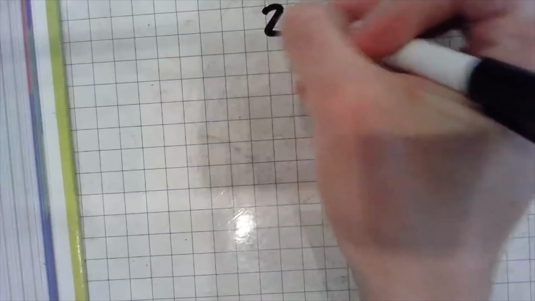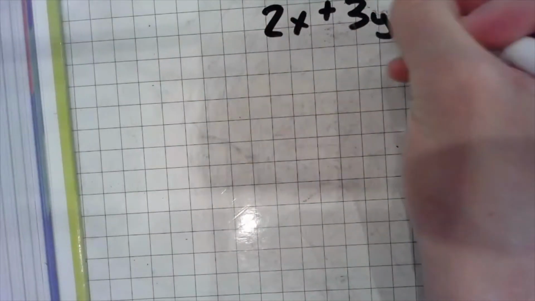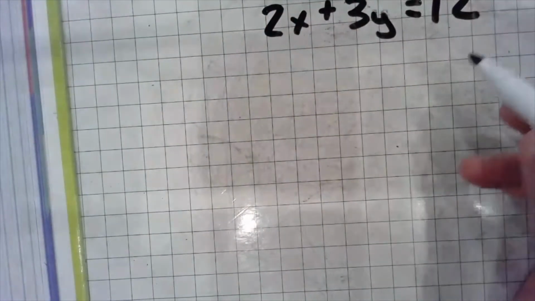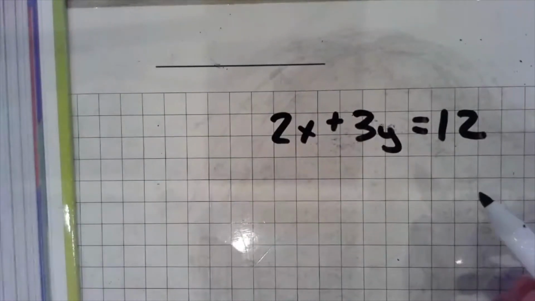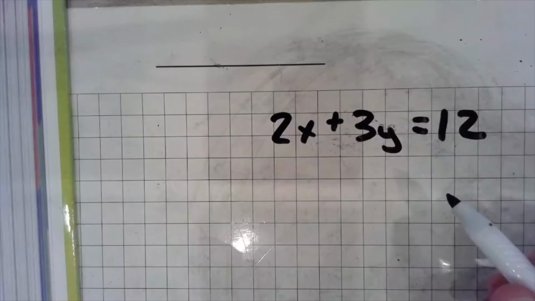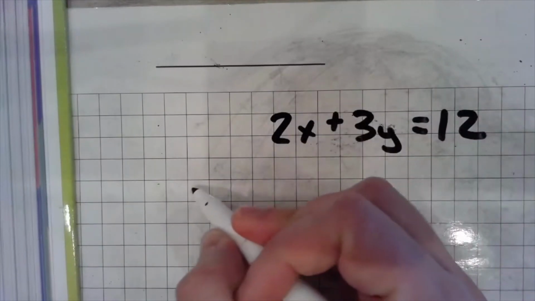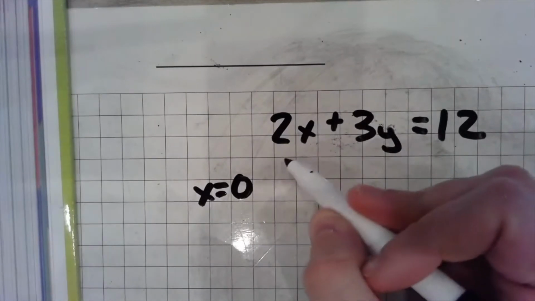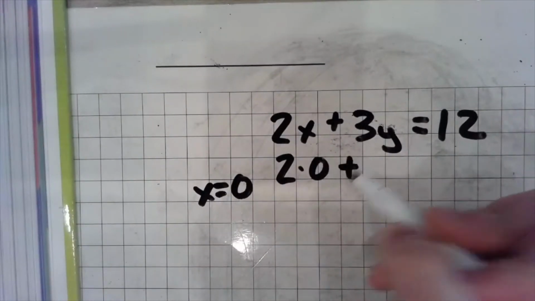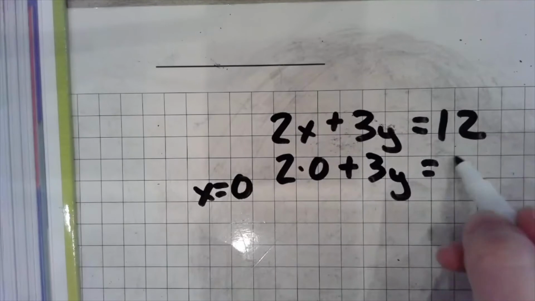Well, I'm going to write this, 2x plus 3y equals 12. And since they have given us no specific direction as to what those points need to be, I'm going to pick. I'm going to say, okay, let's have one of the points be 0. Our x value, rather, is going to be 0. So let's see. 2 times 0 plus 3y equals 12.